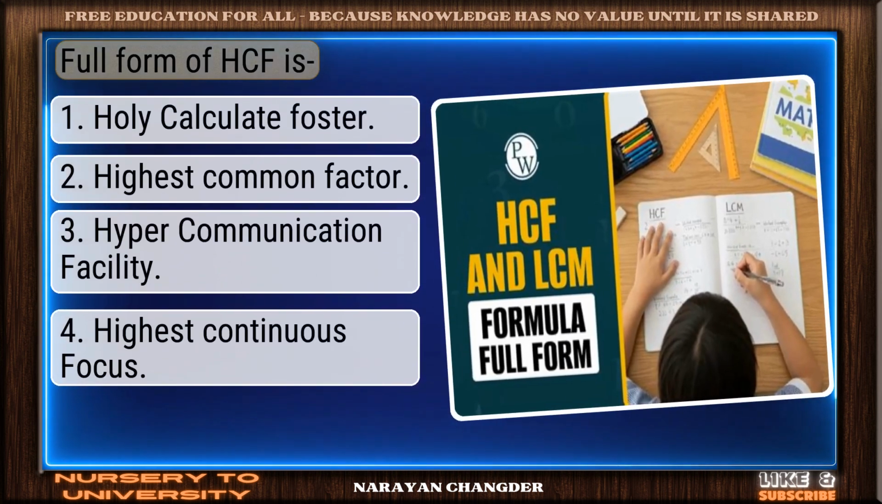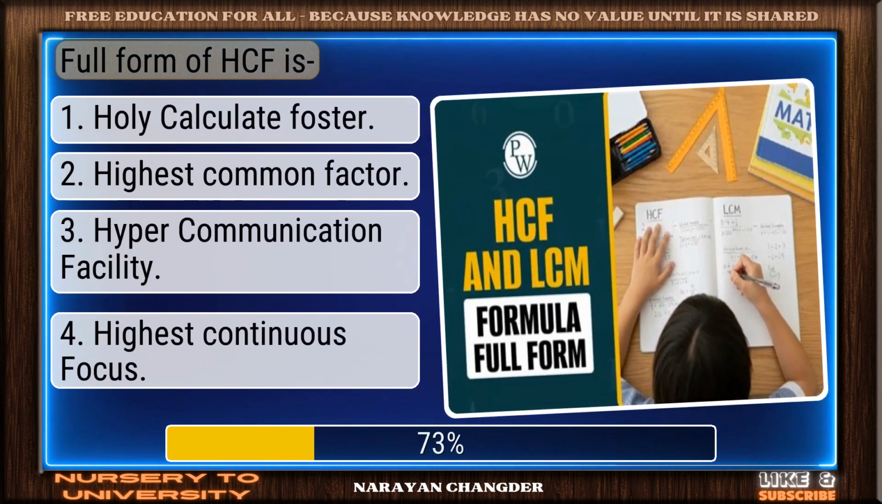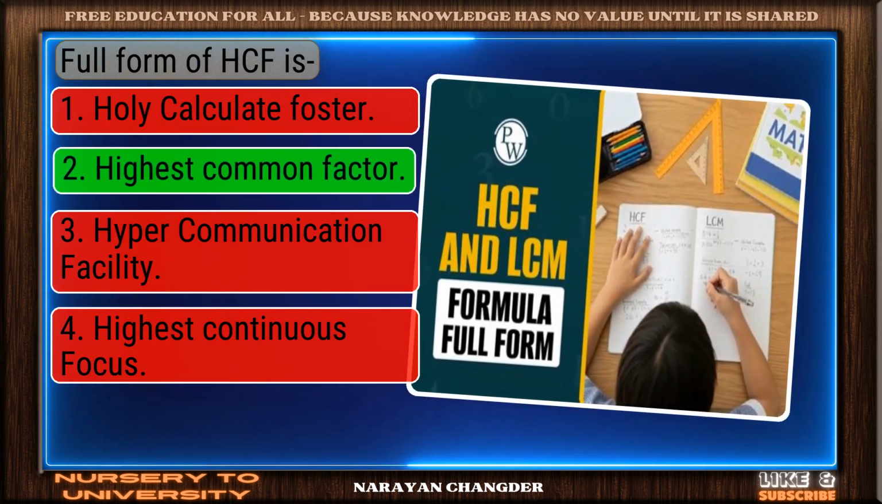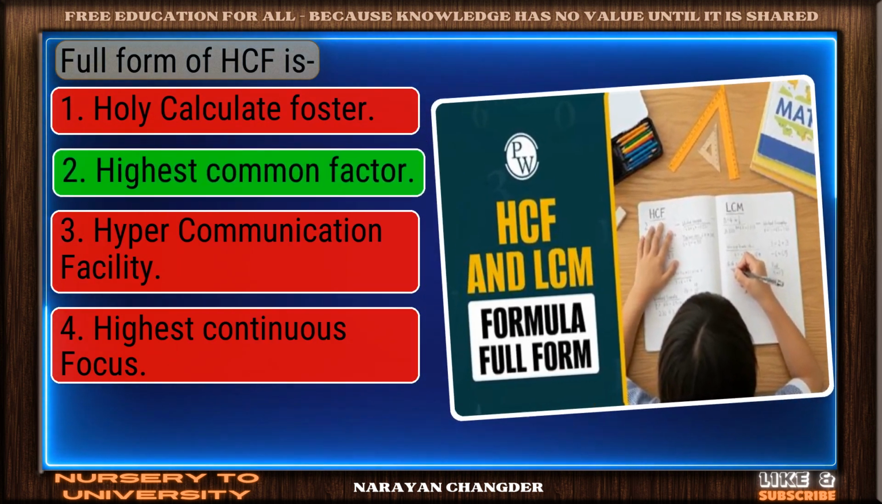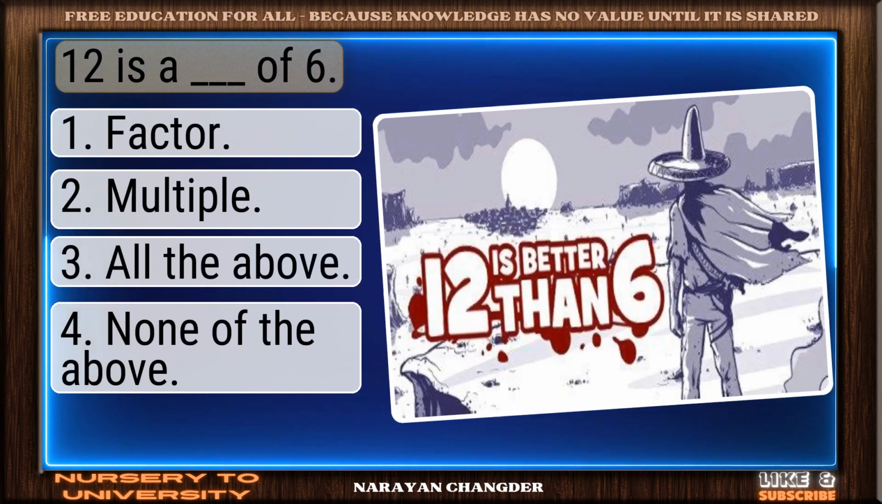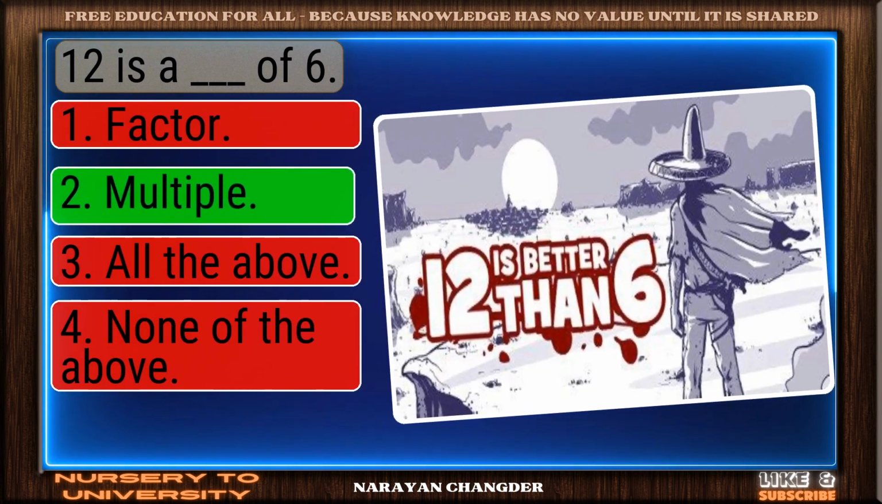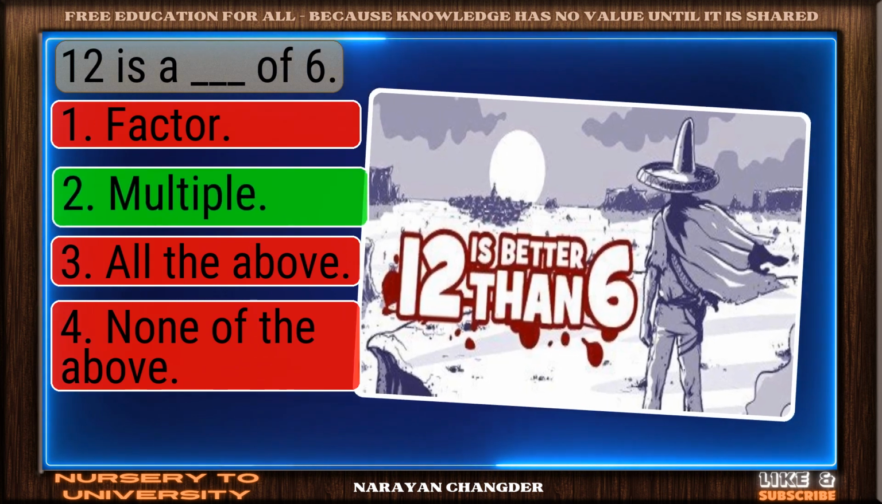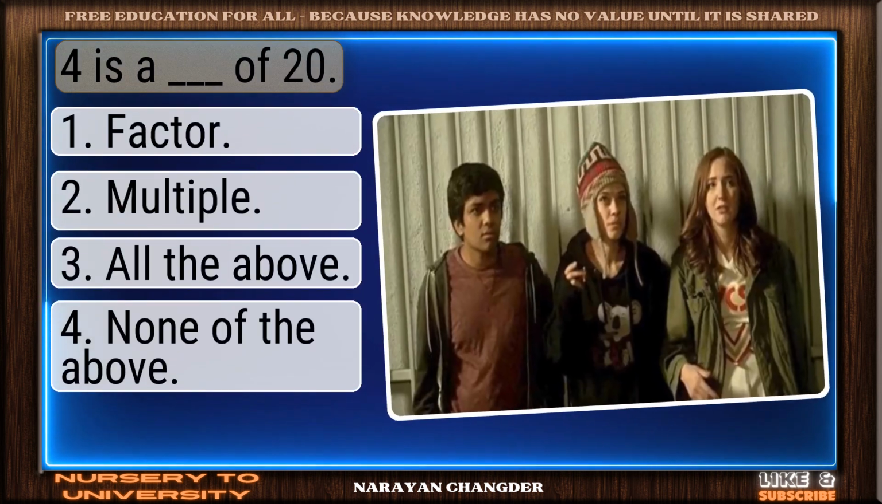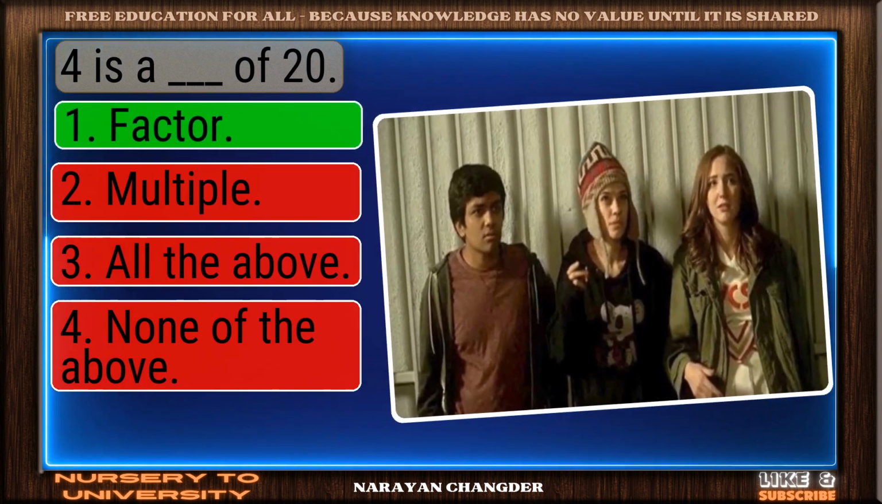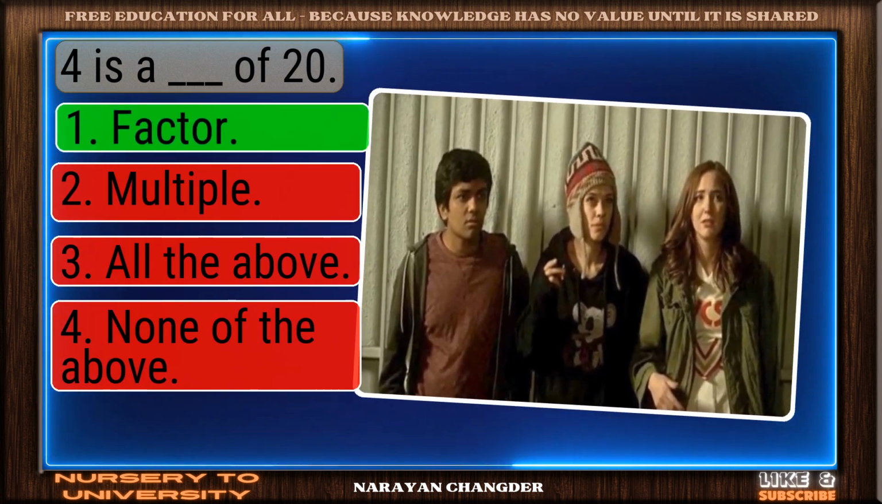Full form of HCF is? Correct response. Highest common factor is the most accurate answer. 12 is a dash of 6. Perfect. Multiple is the correct choice. 4 is a dash of 20. Solid response. Factor is a valid choice.